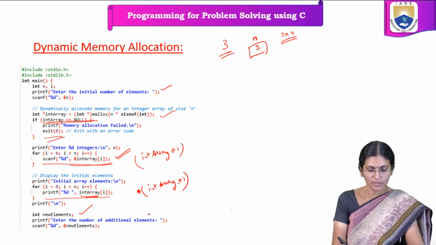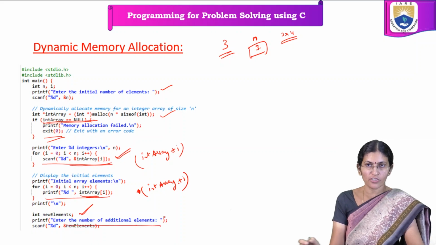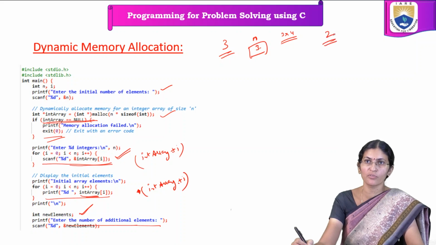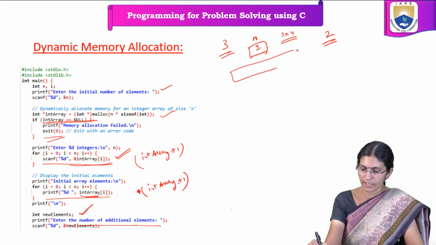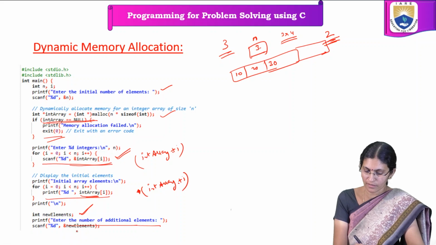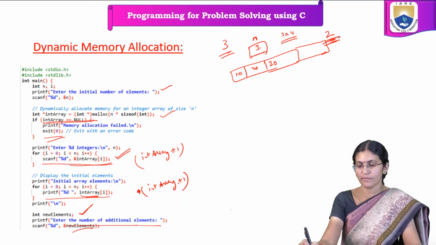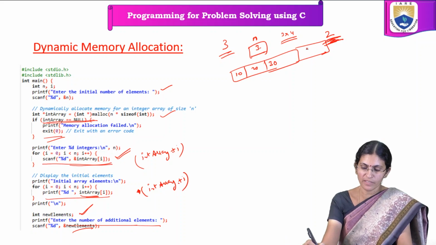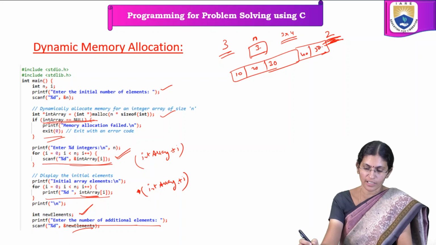Then int new elements, which is another variable. Suppose we enter the number of additional elements. Suppose the user wants to add 2 more integers to the existing array. There are already 3 integers: 10, 20 and 30. If the user wants to add 2 more integers, that is given by new elements. New elements specifies the new size. These two values are 40 and 50.